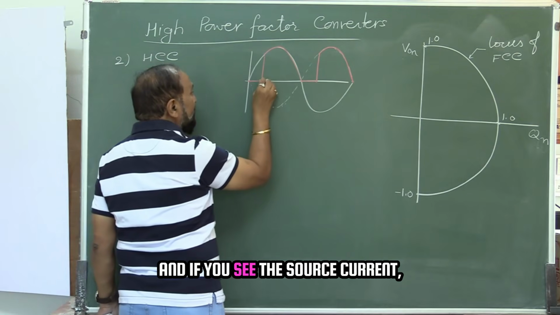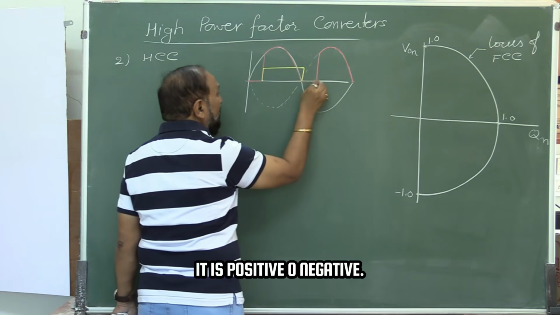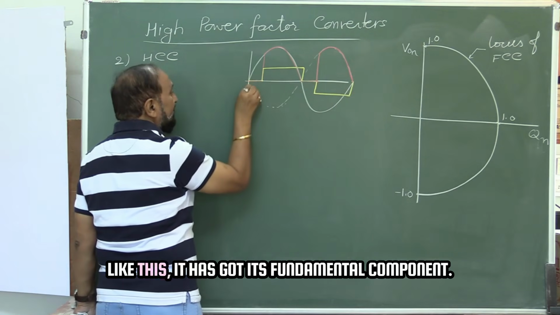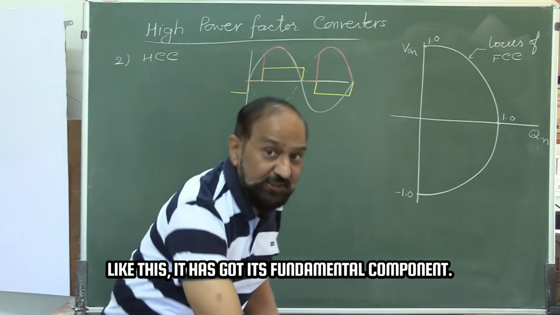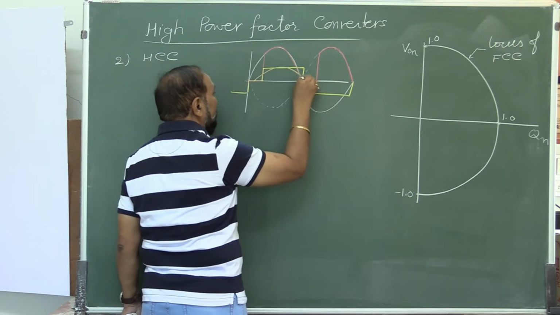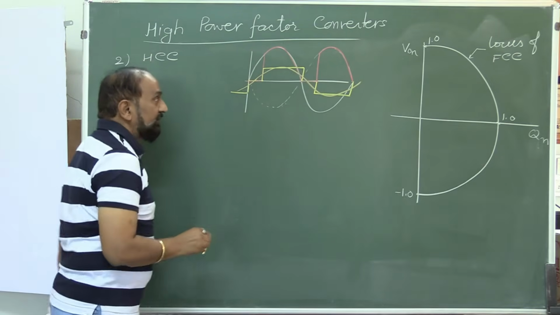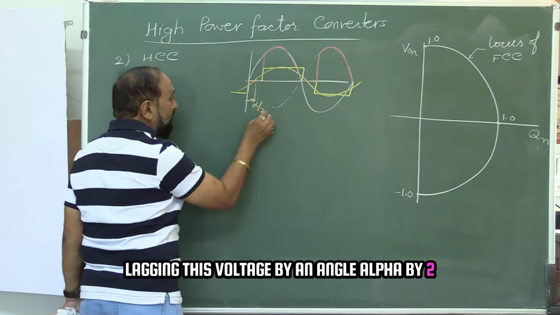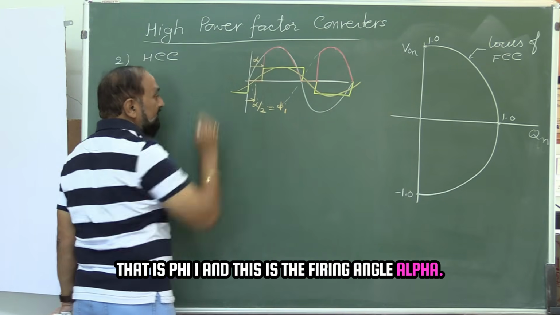And if you see the source current, it is positive, 0, negative, like this. It has got its fundamental component lagging this voltage by an angle alpha by 2, that is phi 1, and this is the firing angle alpha.